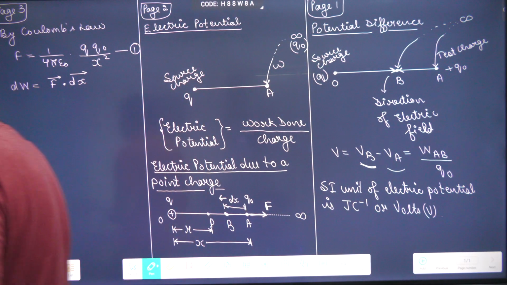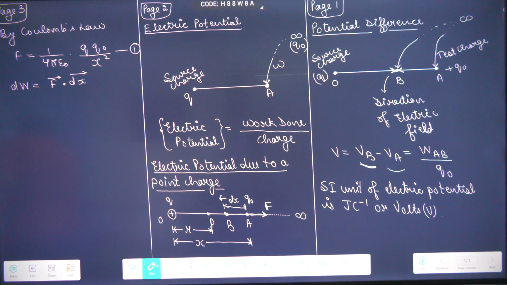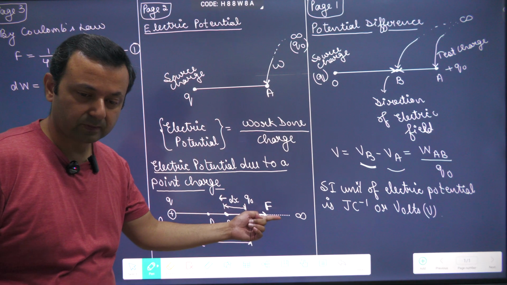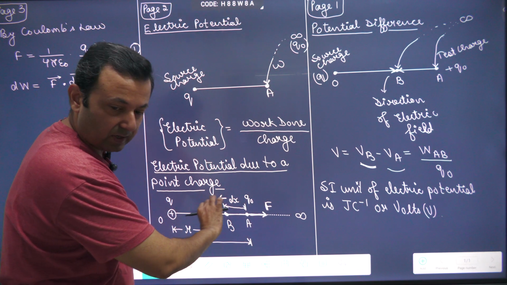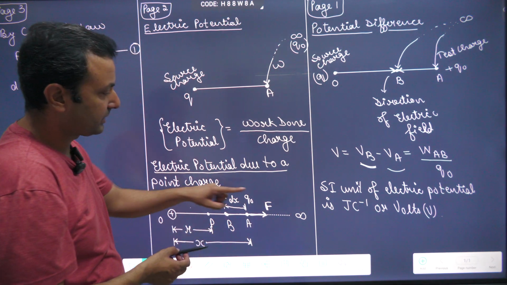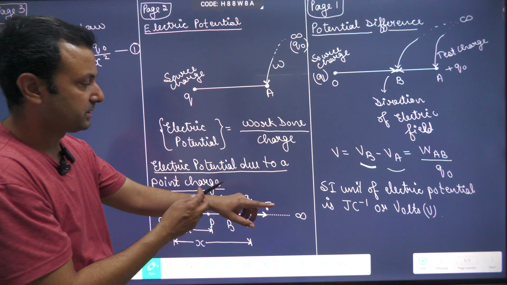Now what is the angle between F and dx? Look, F vector is in this direction, and dx vector is in this direction.